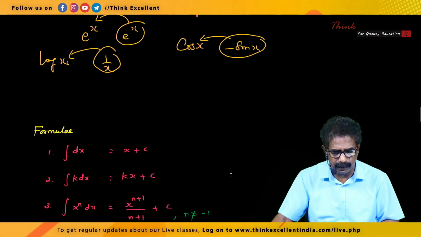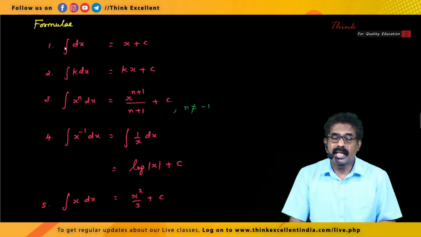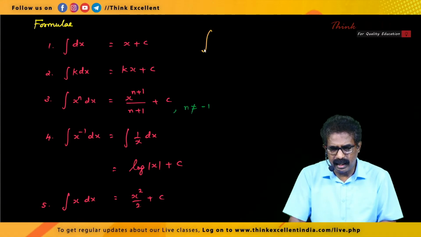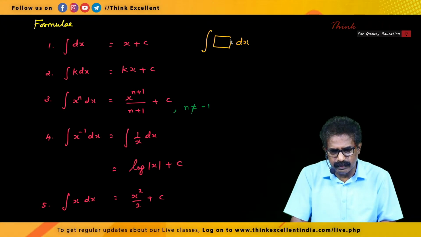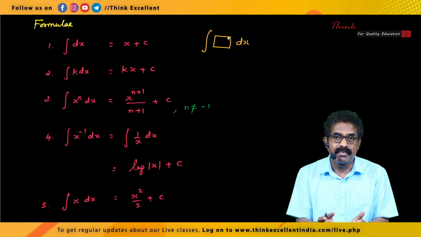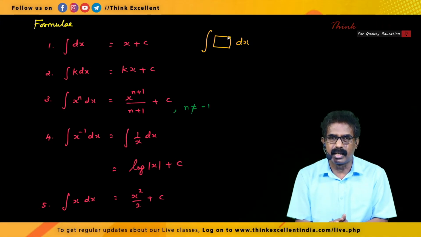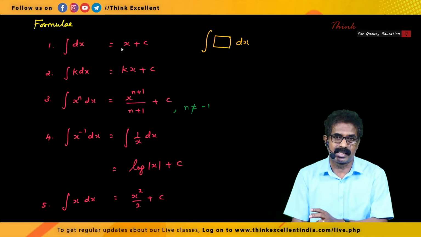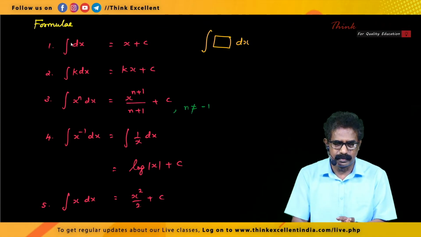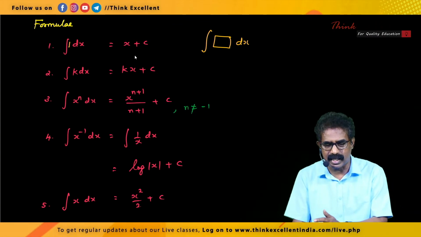Formulas first we see. Look at this. These are the basic formulas. Integral dx. Whenever we use integral, we write dx also. We are integrating something. What we integrate, we call it the integrand. The function you are integrating, if there is nothing, it means 1, right? Integral of dx is x because we are integrating 1. The derivative of x is 1, so the integration of 1 is x.